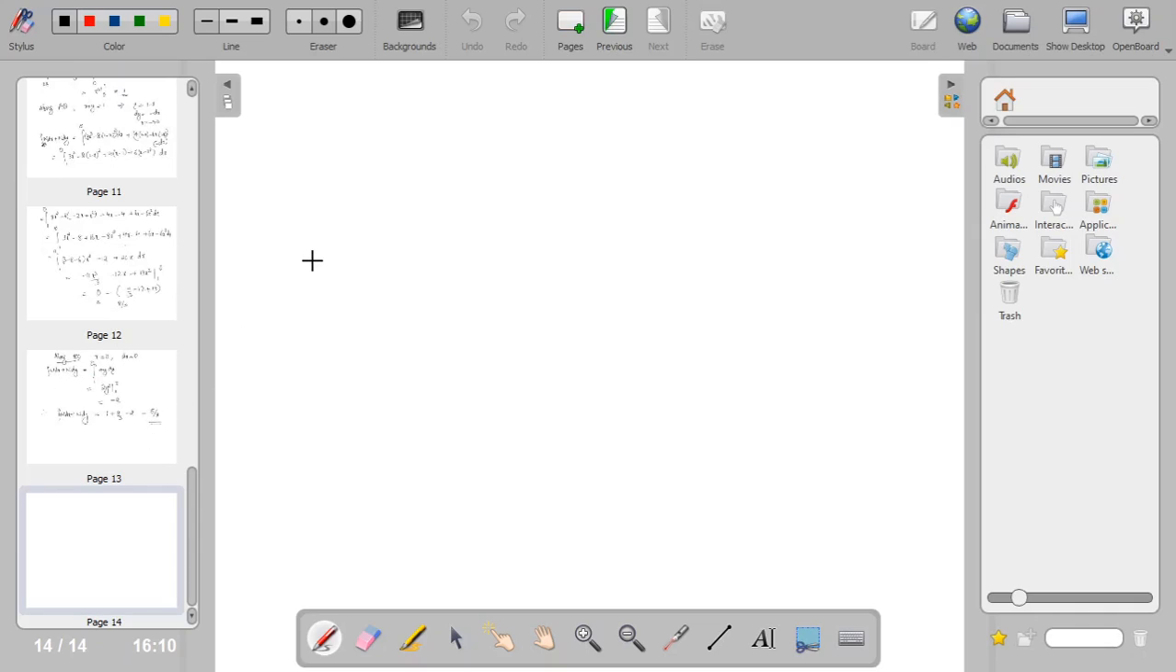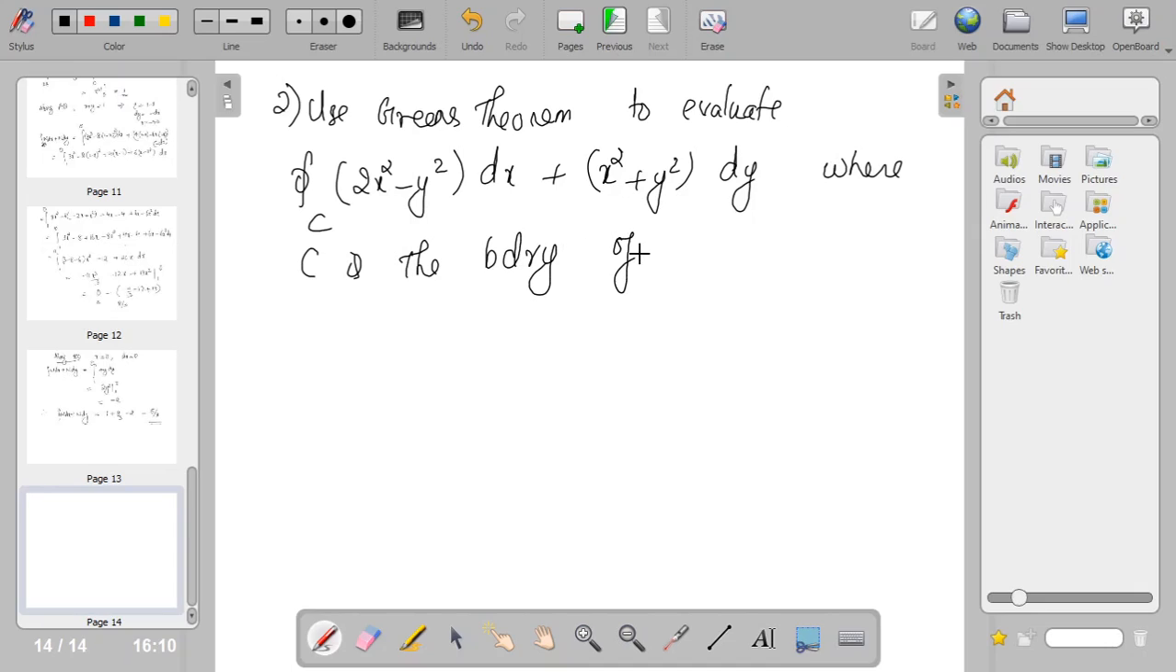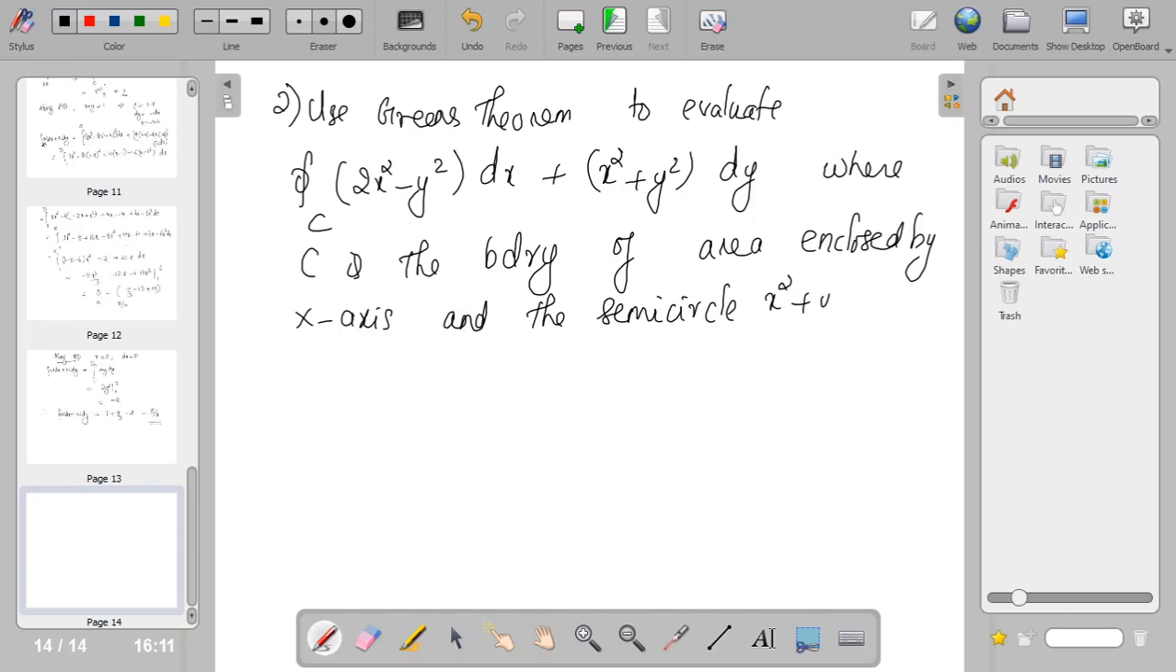So the next question is, use Green's theorem to evaluate integral over c 2x square minus y square dx plus x square plus y square dy, where c is the boundary of the area enclosed by the x-axis and the semicircle x square plus y square equal to 1 in the upper half of the xy plane.